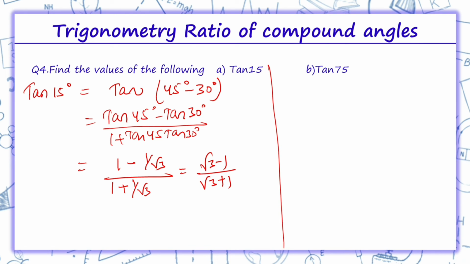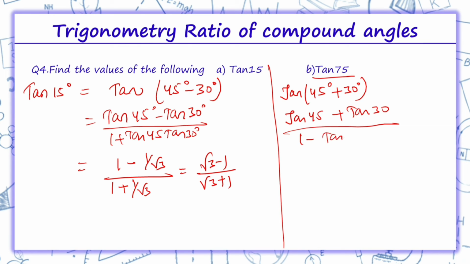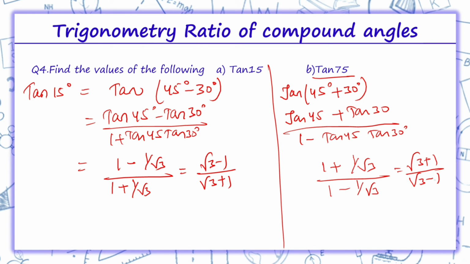Now when we have to solve tan 75 degree, tan 75 degree will be written as tan of 45 degree plus 30 degree. So this will be written as tan 45 plus tan 30 upon 1 minus tan 45 degree into tan 30 degree. Putting the values, 1 plus 1 by root 3, 1 minus 1 by root 3. So we will get root 3 plus 1 upon root 3 minus 1.